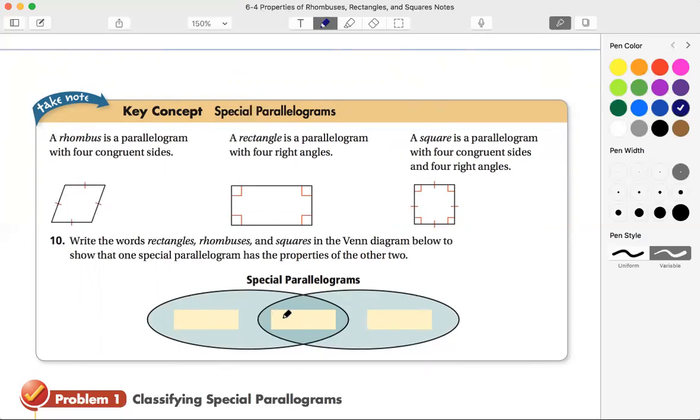In the middle, the part that has both, is going to be the squares. Over here we will write rhombuses. And over here we will write rectangles.